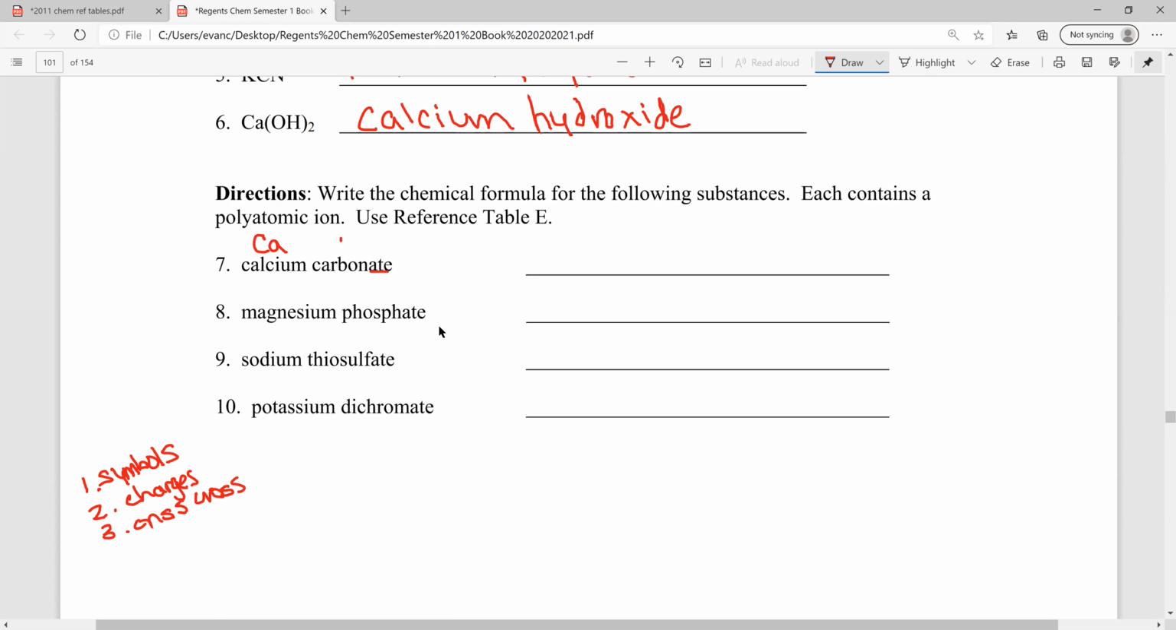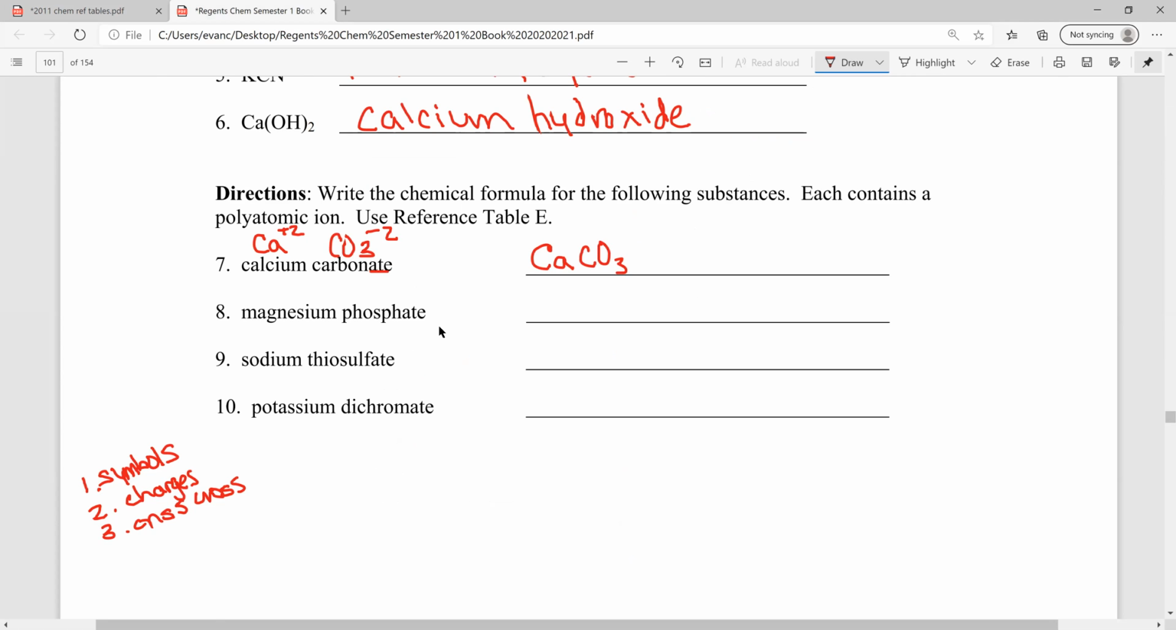So that is our CO3. Our charges: that was -2 from Table E, and the calcium is a +2, and I got that from the periodic table. So our charges come from the periodic table or Table E. So Ca and CO3. Since this is a +2 and a -2, I don't need to do a crisscross, because the sum of the oxidation numbers is already 0.